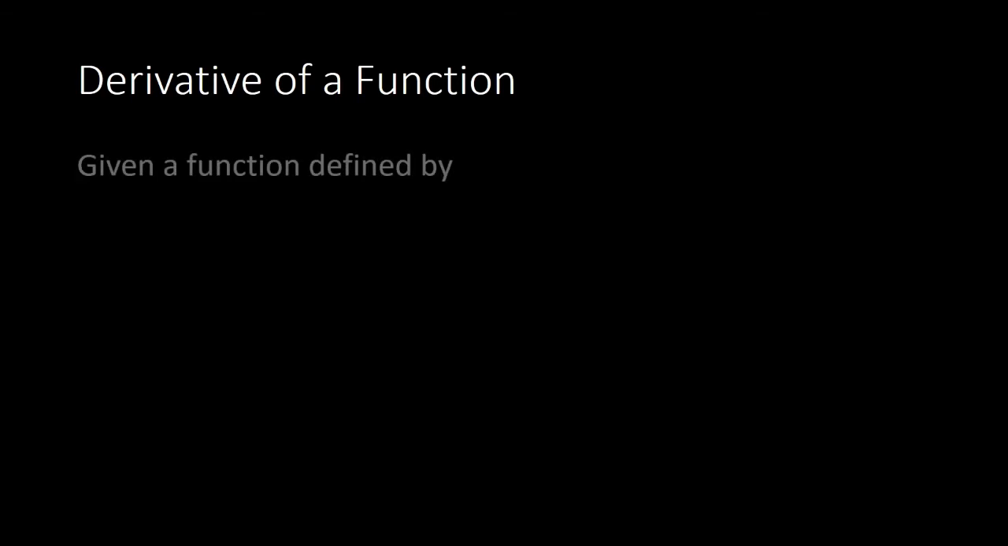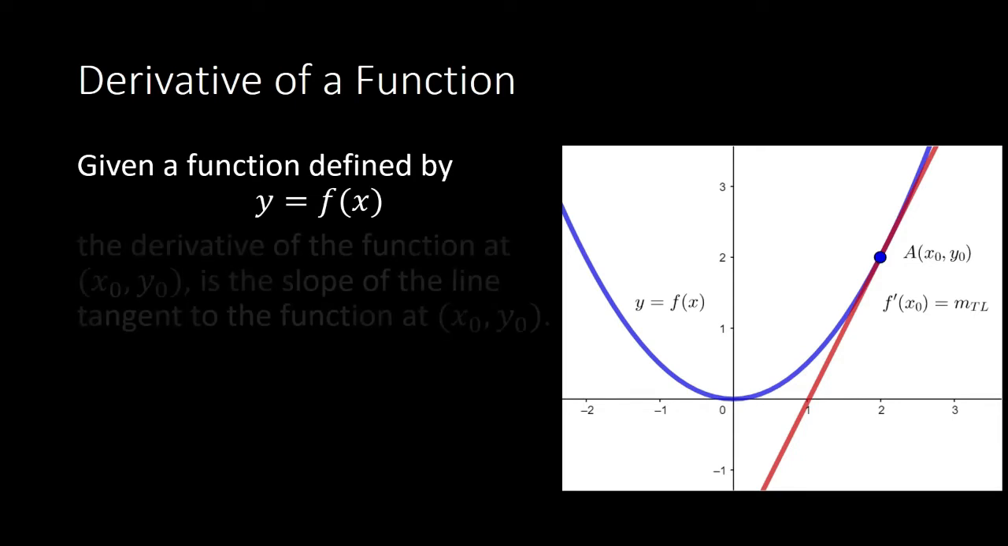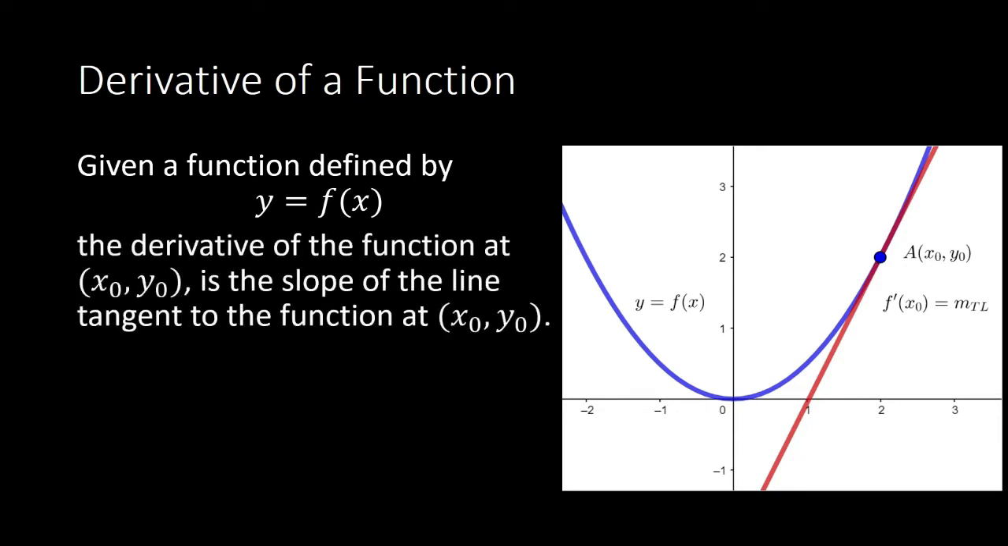The derivative of a function at a point. Given a function defined by y is equal to f of x, let's say, for example, our function is the one described by the blue curve. The derivative of the function at x sub 0, y sub 0 is the slope of the line that is tangent to the function at x sub 0, y sub 0.